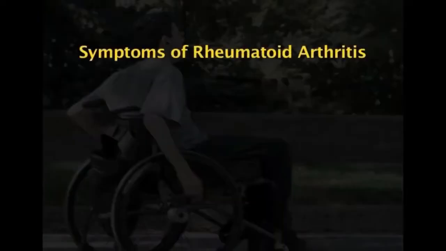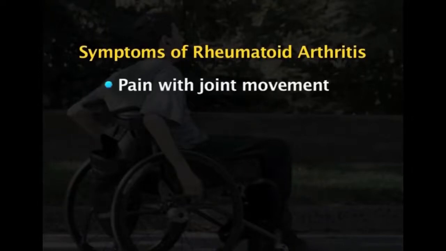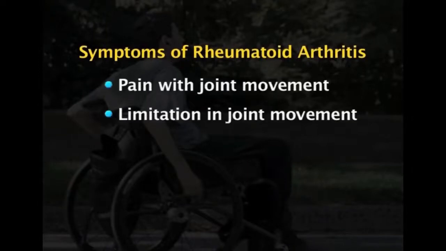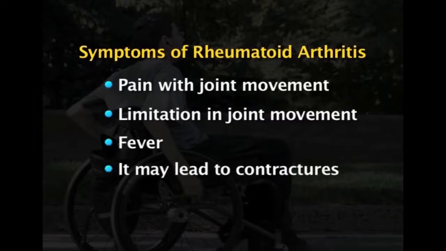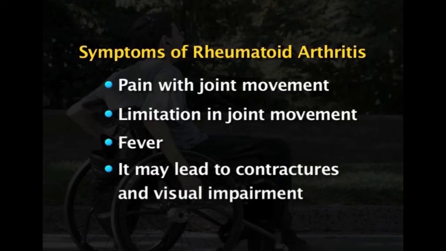Rheumatoid arthritis often affects the joints in fingers, wrists, knees and elbows. What can be the symptoms of rheumatoid arthritis? Let us see. Pain with joint movement, limitation in joint movement. In some cases, we can also find fever, and it may lead to contractures and sometimes visual impairment also.